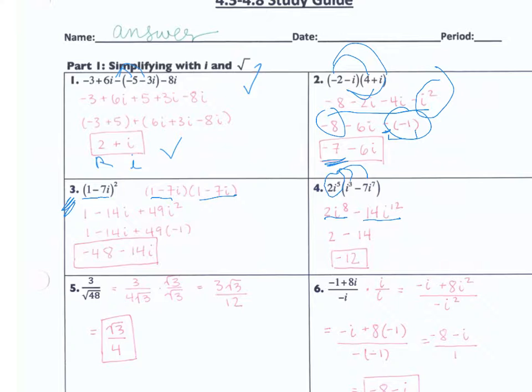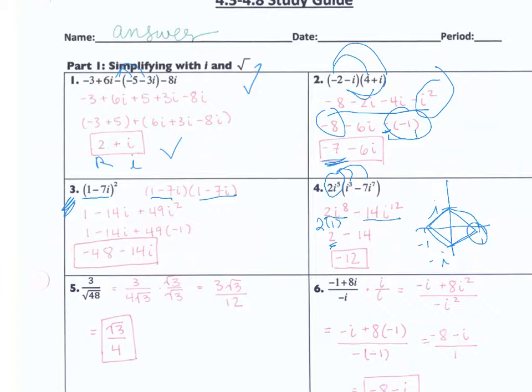I to the 8th, you either know that it's 1, so you would get 2 times 1, which is 2, or if you use the rotation trick, you rotate counterclockwise 8 times, 1, 2, 3, 4, 5, 6, 7, 8, you end up at 1.